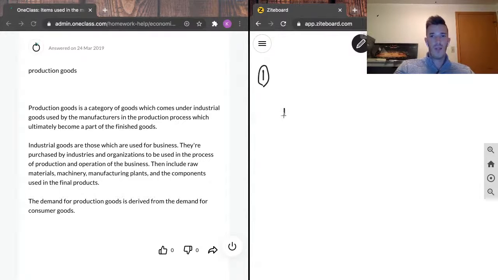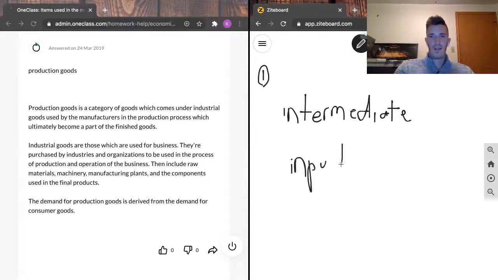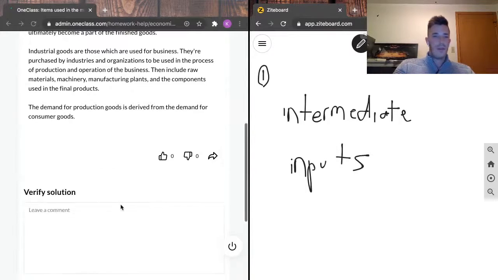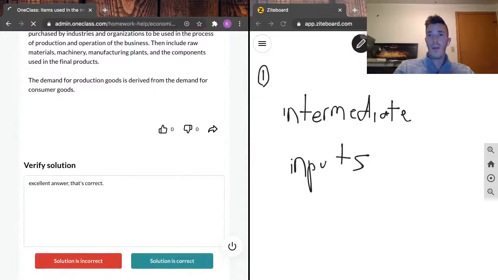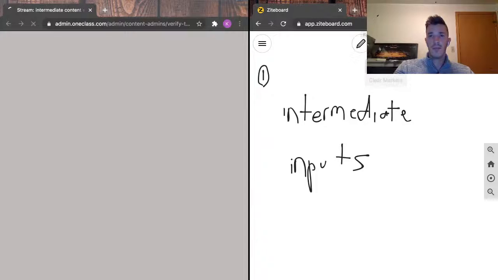I really don't have too much to add to that one. I would just remember that intermediate inputs is a synonym in this case, and honestly probably more widely used in the literature, from my experience at least. So I'm going to say excellent answer, that's correct. And we can move on to the next question.